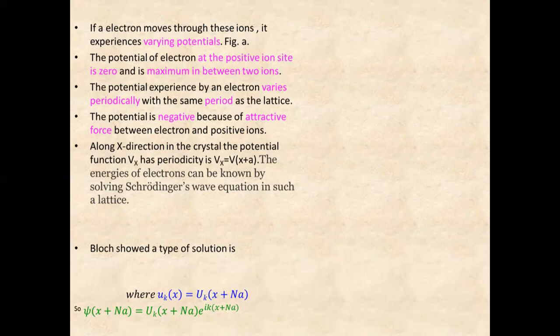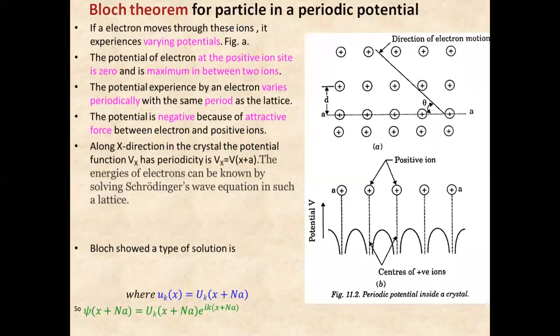If you can see the figure, the electron experiences a varying potential. These are lattice ions, represented as positive ions, which simply mark the location of an atom. The potential of an electron at the positive ion site is zero. In between the ions, the potential is maximum.